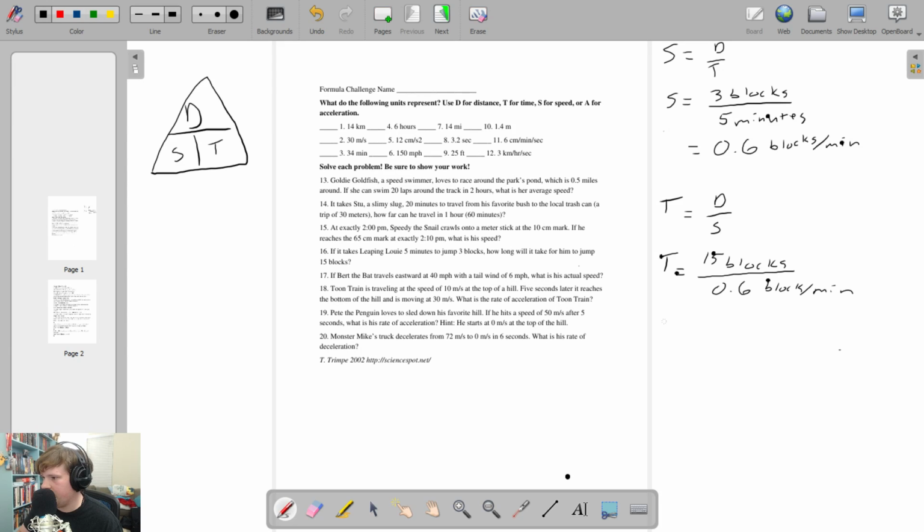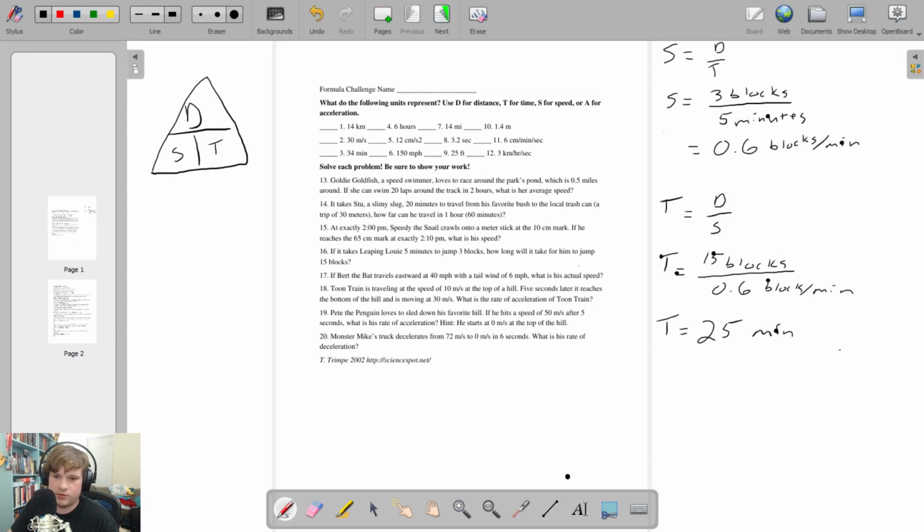Now we do that math. 15 divided by 0.6 is going to give us 25 minutes. Okay, so this is a two-step problem where you have to solve for your speed, then use that speed, plug it in, and solve for your time.